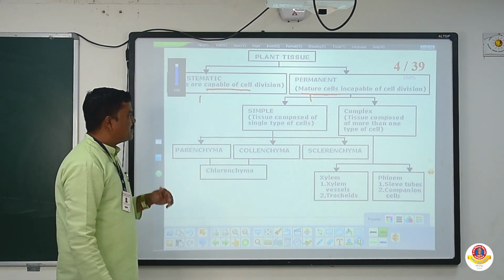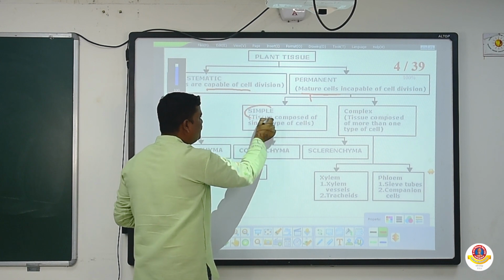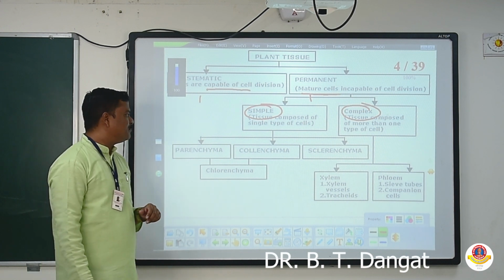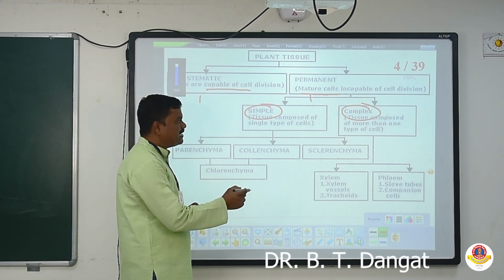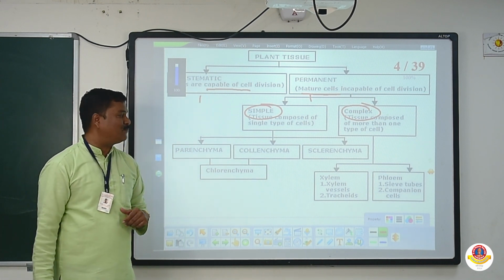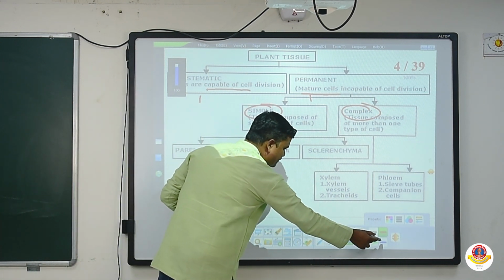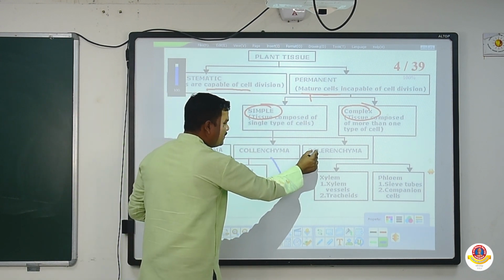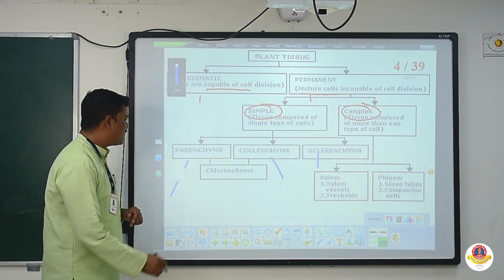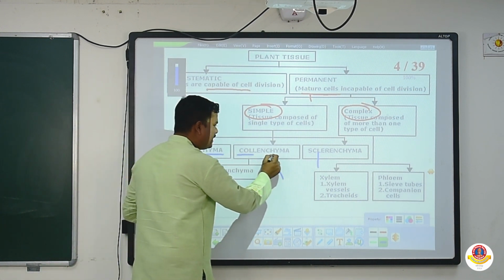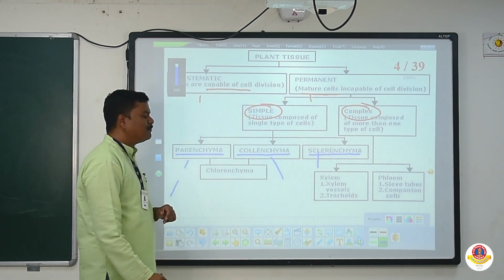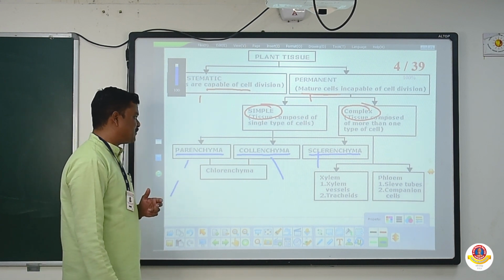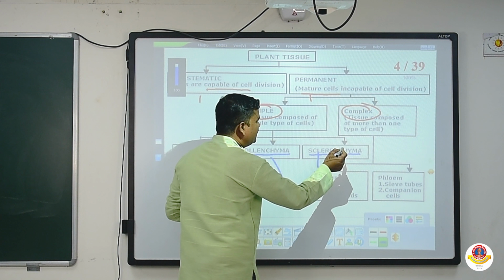Furthermore, permanent tissue is classified into two types: simple tissue and complex tissue. Simple tissue is composed of a single type of cells, and complex tissue is composed of more than one type of cells. In simple tissue there are three types: parenchyma, collenchyma and sclerenchyma. These are the simple type of tissue and they occur in plants as single cells or in groups also.